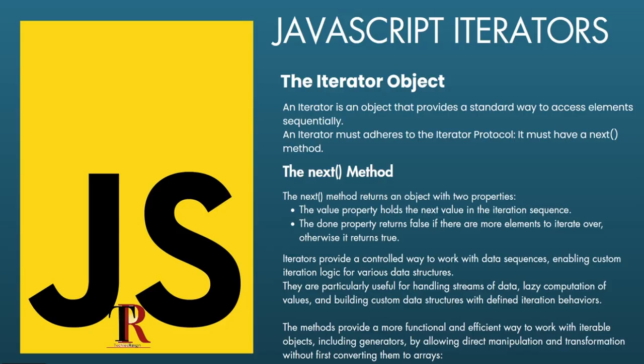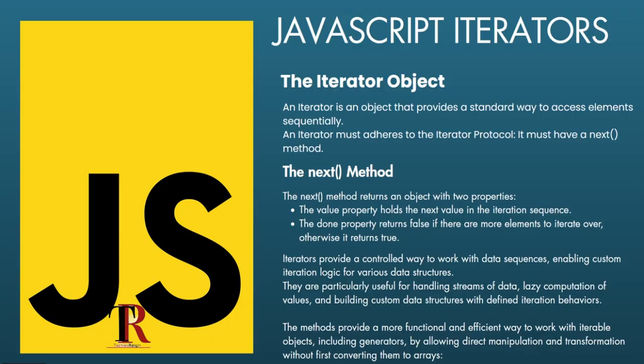Now, an iterator must adhere to the iterator protocol. It must have a next method. So the iterator itself, which is one of those loop types that we saw, also has a protocol that it follows. And that protocol is that an iterator must have a next method. And that next method is what gives it the ability to pick a value, then pick the next value, then pick the next value, and so on and so forth. So moving away from that, let's talk about the next method itself.